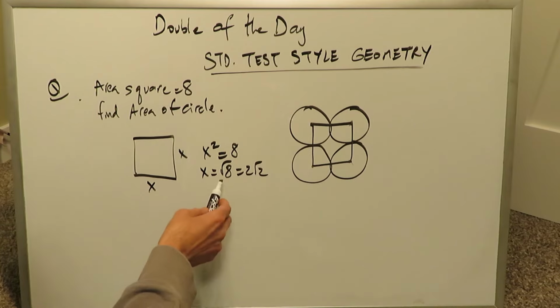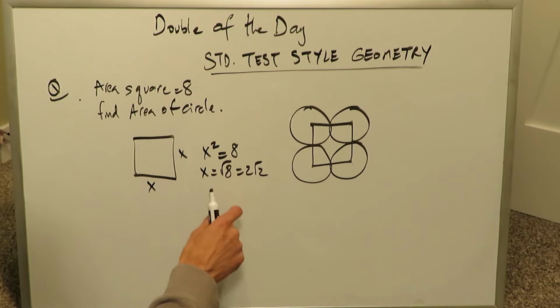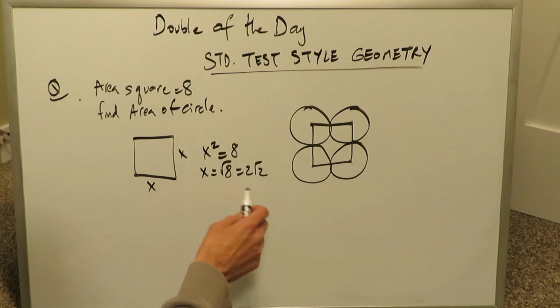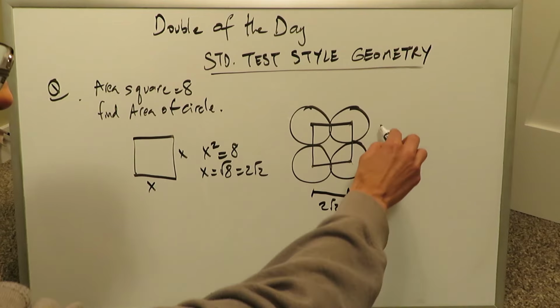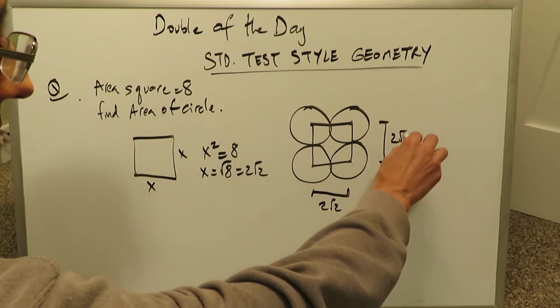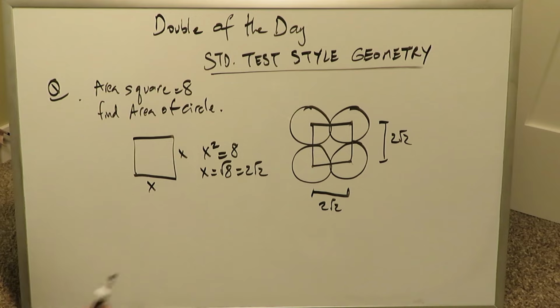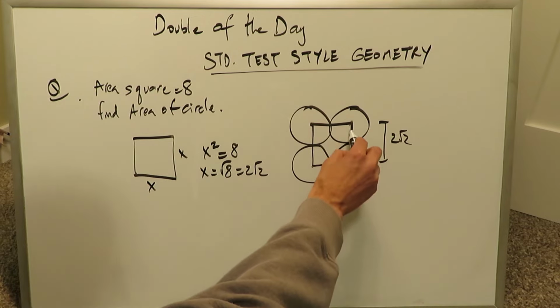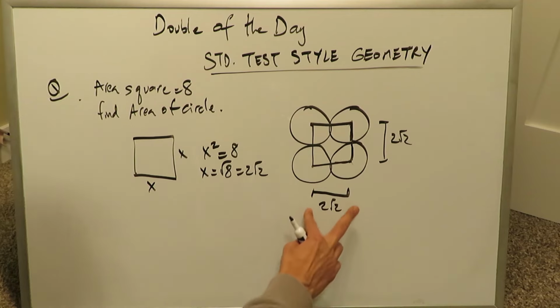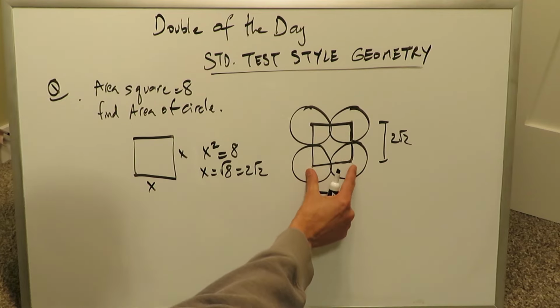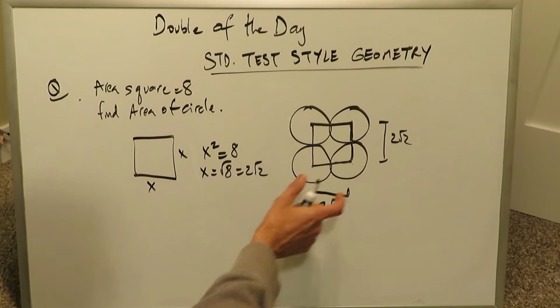You can just do the radical 8 and pluck out a 2, because root 8 is root 4 times 2, and you get 2 root 2. When we are looking at this 2 root 2, we have determined the side of this square, and we've also determined the side of that one. Now if you focus in on these circles, each of these represents a radius. We have 2 root 2 representing the side of this, which is made up of 2 radii of 2 circles.